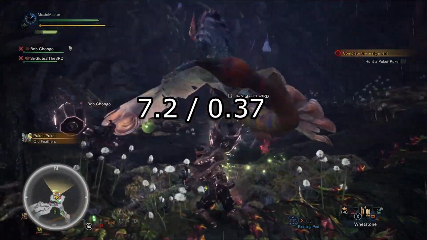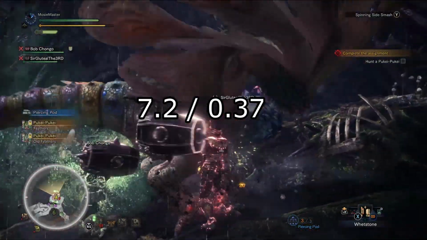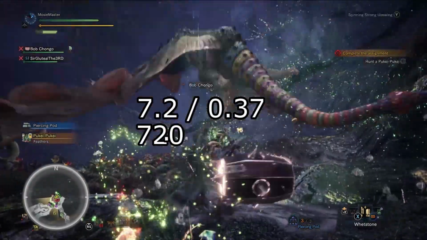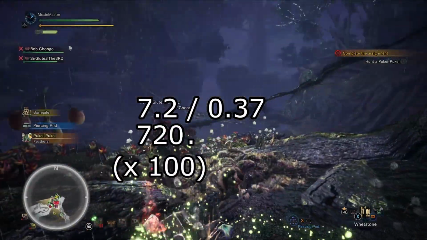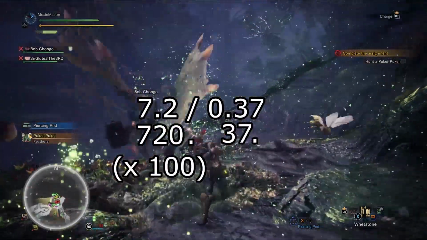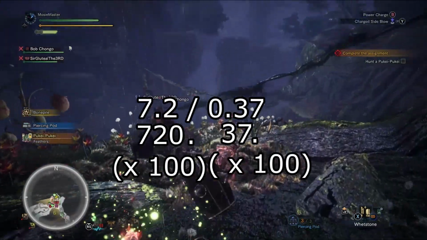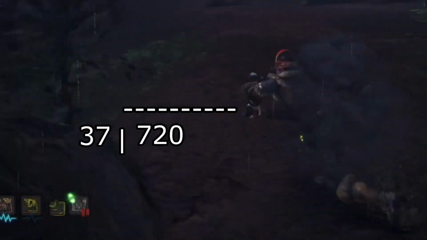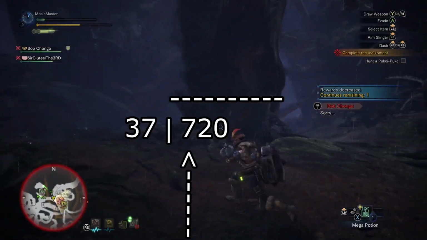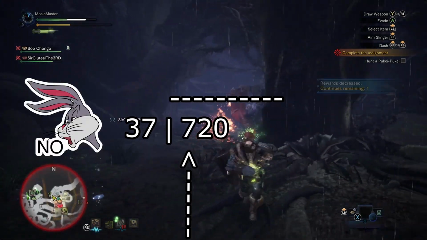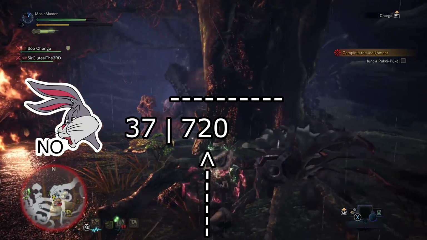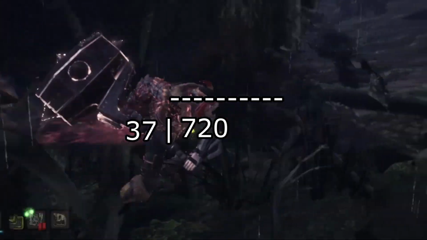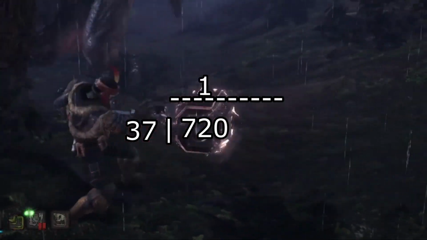Looking at this problem, we can move the dot around to match the values together. 7.2 can become 720 if we multiply it by 100, and 0.37 can become 37 if we multiply it by 100. So, let's go ahead and divide these numbers. Does 370 go into 7? No. Does 37 go into 72? Yes, one time. So, we'll go ahead and put that 1 down.